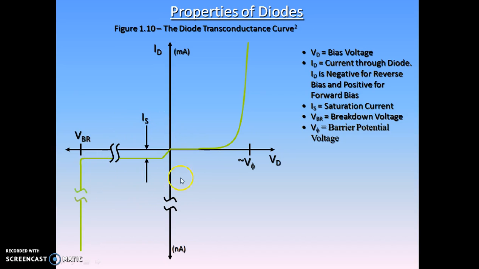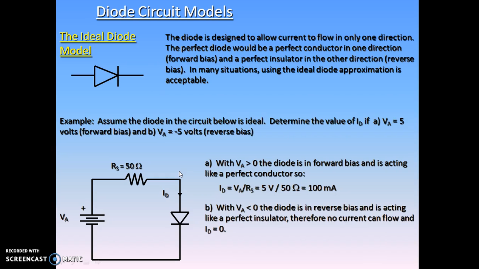Okay, so these are the properties of the diode. Now the ideal diode model. This is the symbol of a diode. The diode is designed to allow current to flow in only one direction. Ideally, a perfect diode would be a perfect conductor in one direction, that is forward bias, and a perfect insulator in the other direction, that is reverse bias.